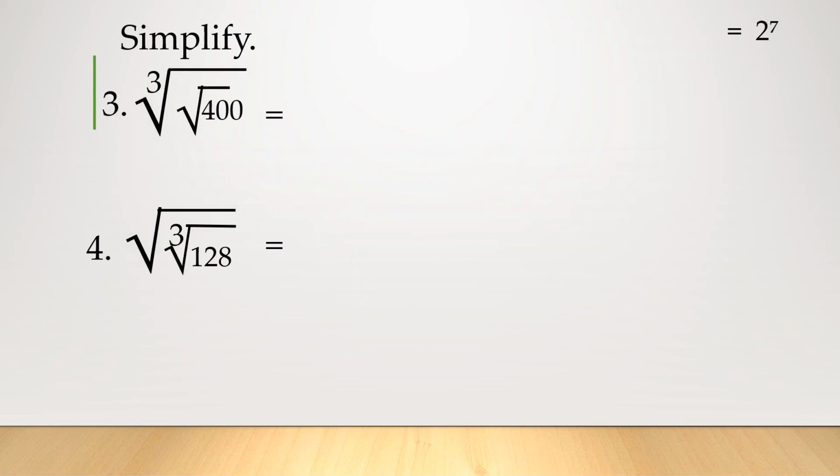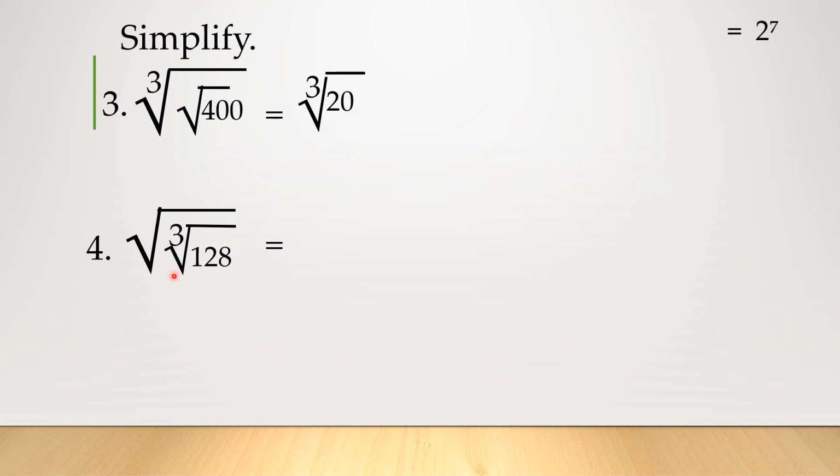Next, now let's simplify this number 3. So you notice here, there's a double radical. So you can do it the usual way first. Let's do that one. That is finding the square root of 400, and that is 20. Now, the answer is 20. You need to get the cube root of 20. But the cube root of 20 is this one, cube root of 20. There is no simplest form for this because there is no number raised to 3 where the answer is 20.